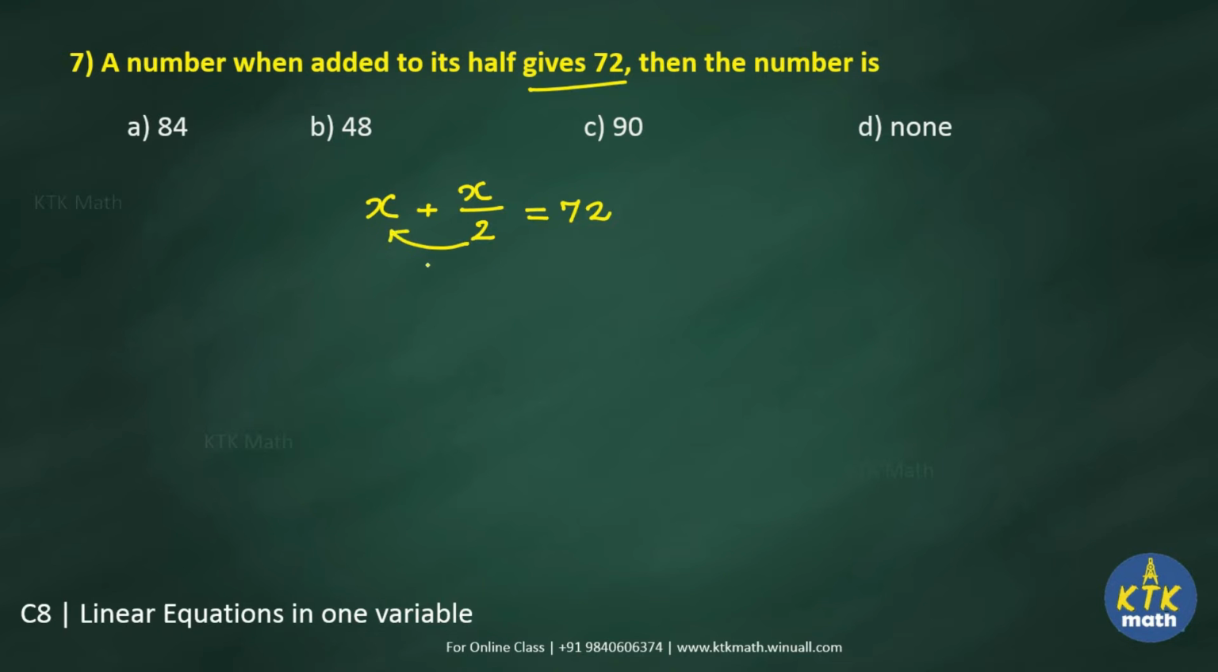Now simplify this. 2 times x, so 2x plus x by 2 gives 72. I'm just simplifying the fraction here. Multiply and add. So what happens with the numerator now?